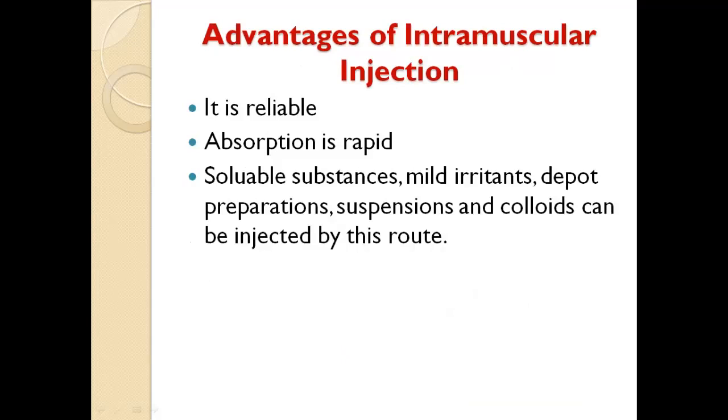What are the advantages of intramuscular injection? It is reliable. Next, absorption is rapid, and soluble substances, mild irritants, depot preparations, suspensions, and colloids can be injected by this route.